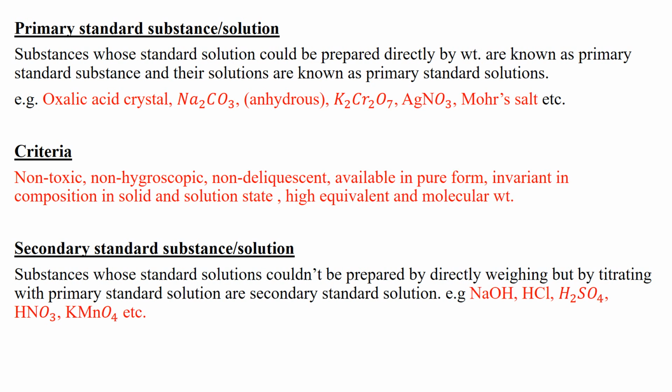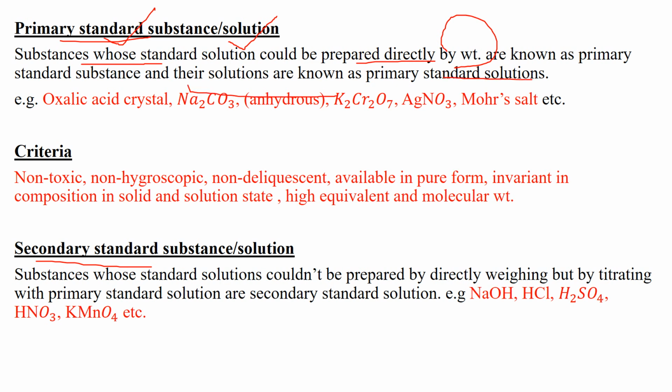Before dealing with the titration process, we have to know the basic concept of standard substances: primary standard substance and secondary standard substance. These are the two types of standard substance, and the solution of a primary standard substance is known as a primary standard solution. Substances whose standard solution can be prepared directly by weight are known as primary standard substances, and their solutions are known as primary standard solutions.